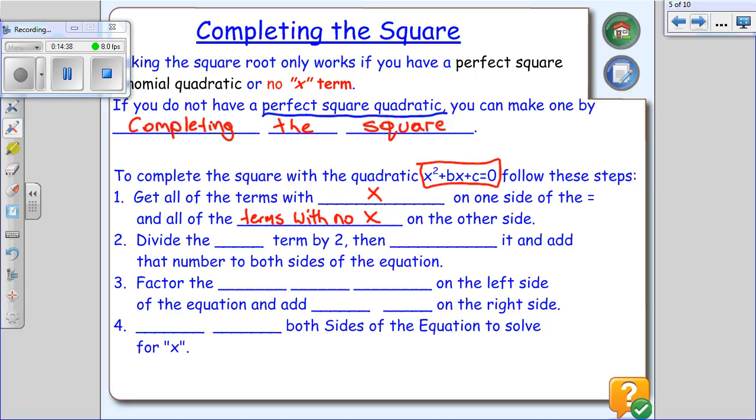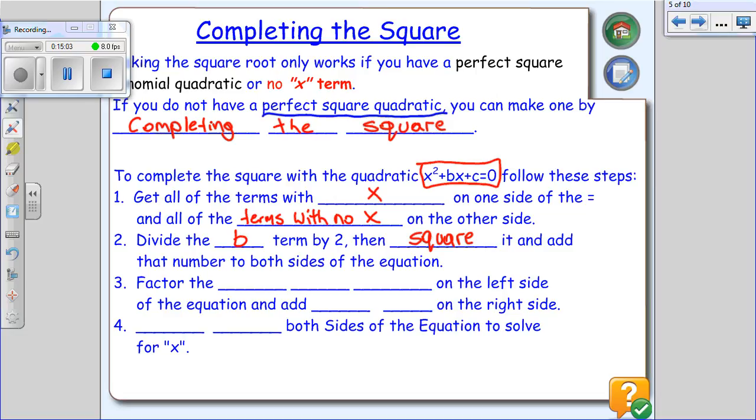Divide the b term by 2, then square it. And add that number to both sides of the equation. Right now, we're just going to discuss this. You're going to have a nice set of step-by-step notes, and then I'm going to actually do the question, so it makes a little bit more sense.